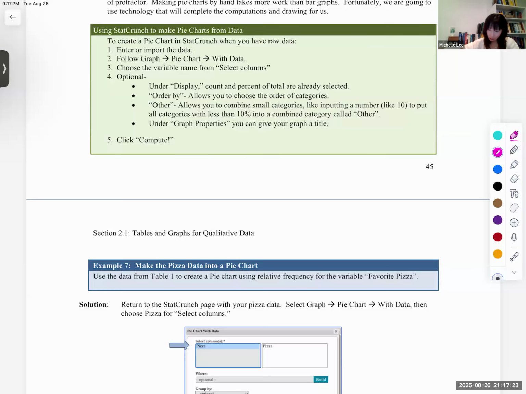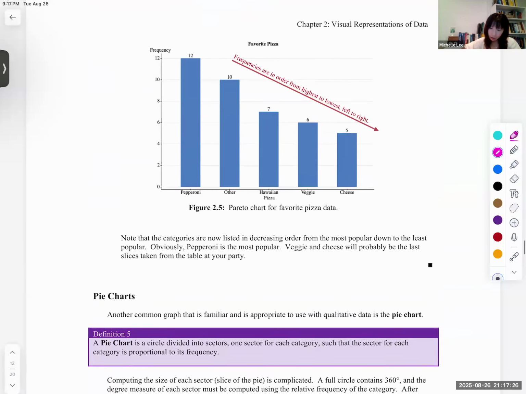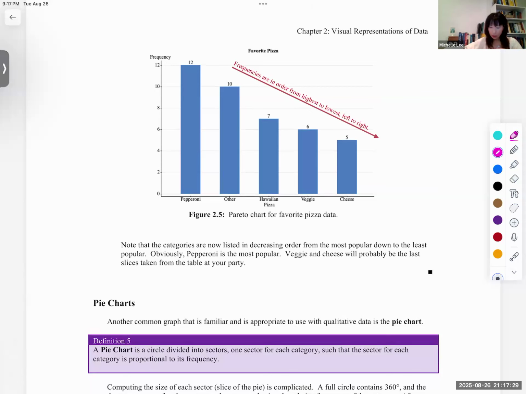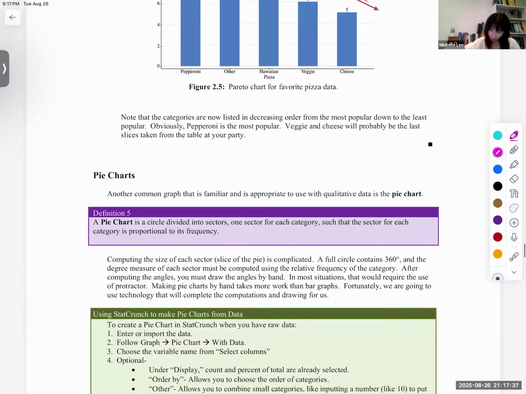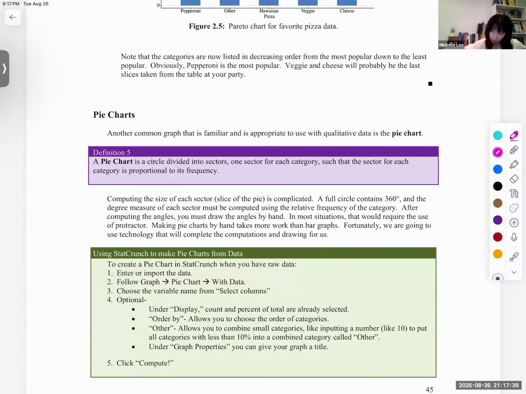Okay, so, hold on a second. Let me bring the iPad here. Okay, so, descending order, right? Now we do pie chart. We know how it looks like a pie chart, right? Okay, now I'm gonna show you how to use StatCrunch for pie chart. Okay, let me pause first.